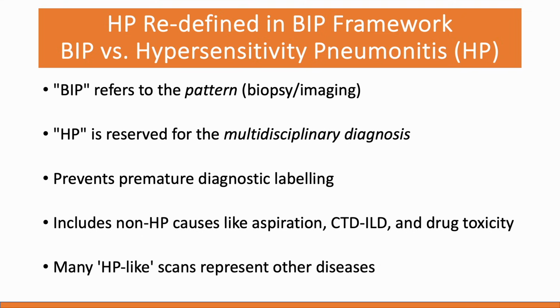So you don't need to prematurely label a patient just because of the BIP pattern, because the BIP pattern can occur in other diseases also. Some examples given are aspiration, CTD ILD, and drug toxicity. And BIP in many HP-like scans will also help avoid the problem of overdiagnosis. BIP will be a pattern.